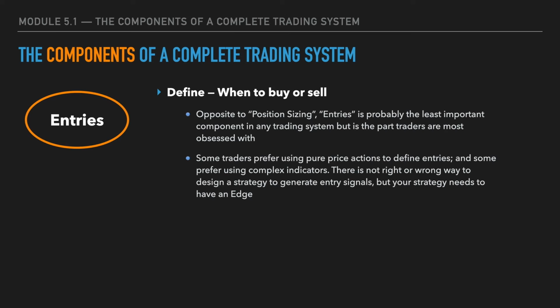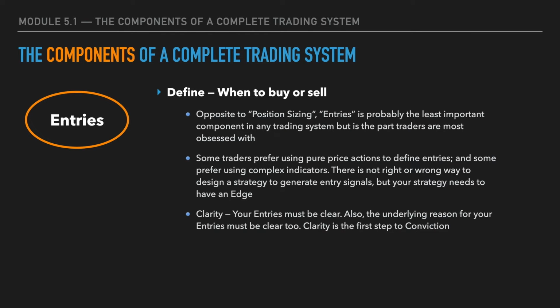Some traders prefer using pure price action to define entries, and some prefer using complex indicators. There's no right or wrong way, but your strategy needs to have an edge when you define the entry point. Clarity is the most important thing when you define your entry point. Your entries must be clear. It could be an exact price or a narrow range of prices.